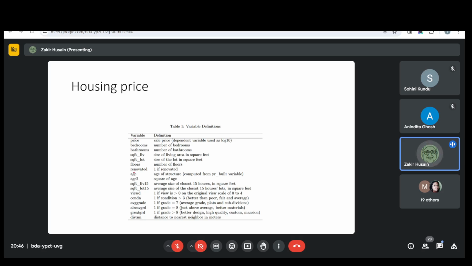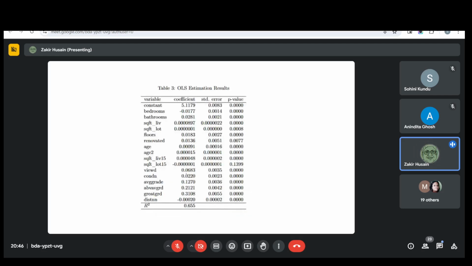Two things that we have to do. One is that we have to take the log form of price. Second, we have to calculate age based on when the building was built. And we also need the square of age. So this is the OLS. You can see most of them are statistically significant.